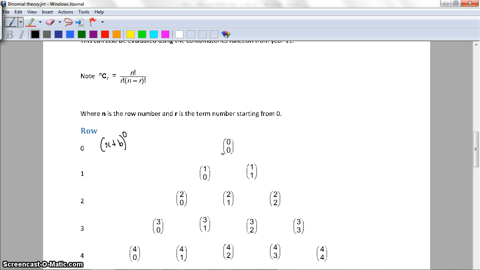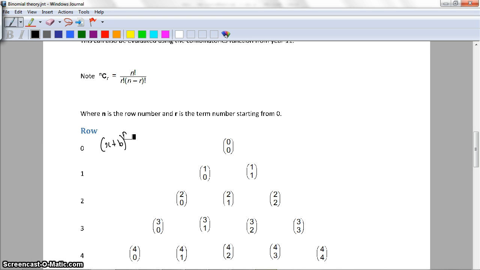So therefore it'll be 0 C 0, which of course will be 1 because 0 factorial is 1. I'm not really sure why that is. I'll have to investigate that another day, but 0 factorial is 1. I mean, that's not very useful because you never really expand anything to the power of 0. It's always going to be 1 anyway.